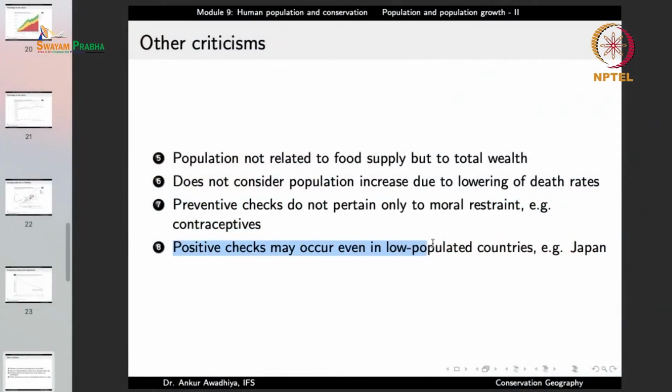And another thing is that the positive checks also occur in the low populated countries like Japan. So Malthus had suggested that when there is an imbalance between the population size and the food supply, then either we can go with preventive checks in the form of moral restraints, so we can reduce our own population, or we can keep our population size in check by having late marriages or by having celibacy.